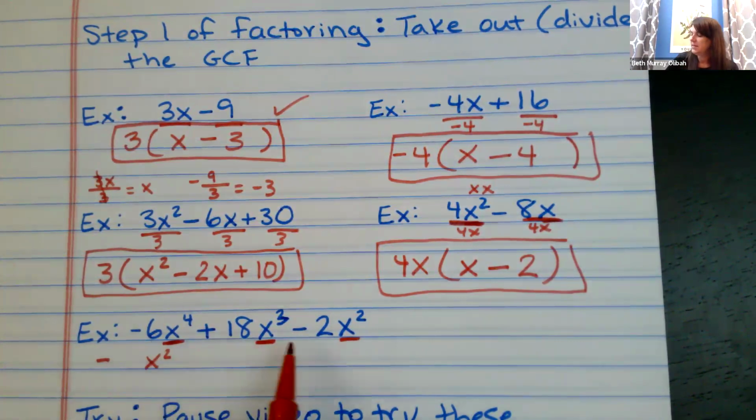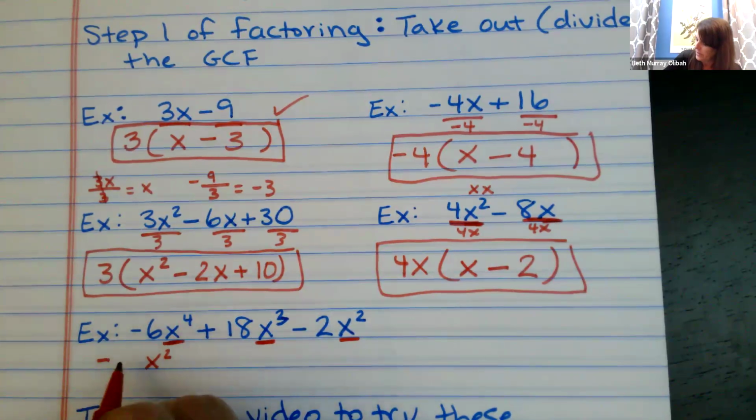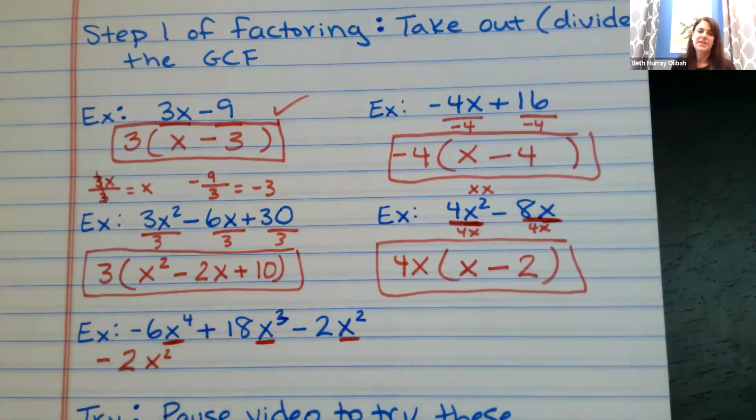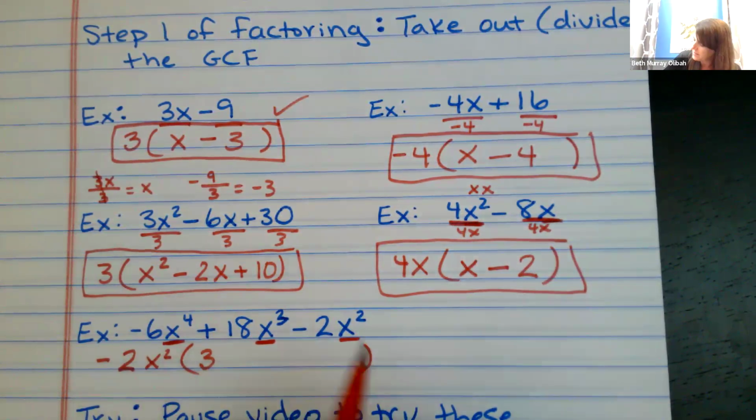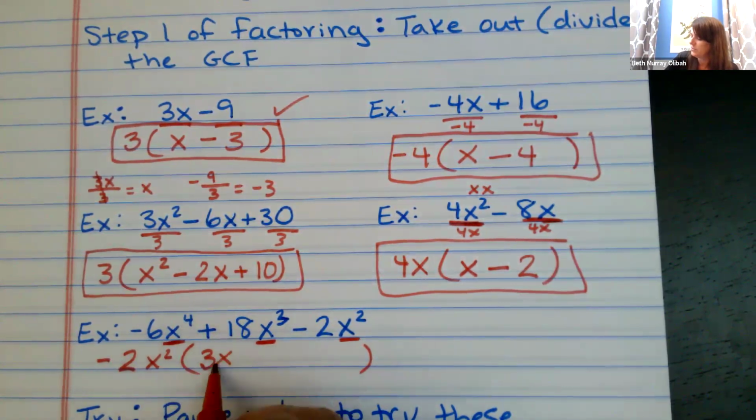And then 6, 18, and 2, or you can think of it as -6, +18, and -2, they all have 2 in common, or -2. So I'm taking out -2x squared. So again, I should end up with 3 terms in my parentheses because I have 3 to start with, and I'm dividing each one of those by -2x squared. So -6x to the 4th divided by -2, x to the 2nd is a +3. And then again, you think subtract here. So 4 minus 2 leaves you with 2 x's.